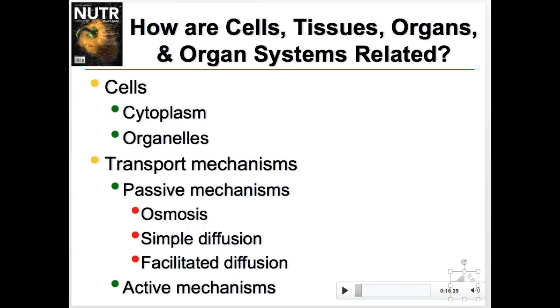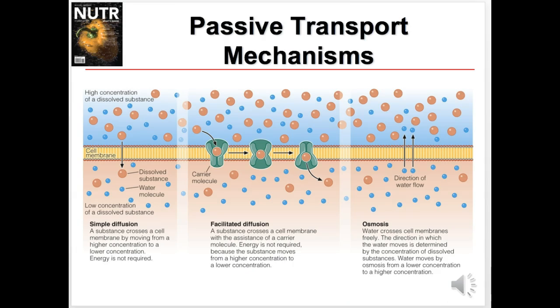Again, I know this is a lot of chemistry, but hopefully it all makes sense when we get finished with this presentation. So let's take a look at this chart. This is a passive transport mechanism. You've got simple diffusion on the left there, and that's a substance that crosses the cell membrane by moving from a higher concentration to a lower concentration, and energy is not required.